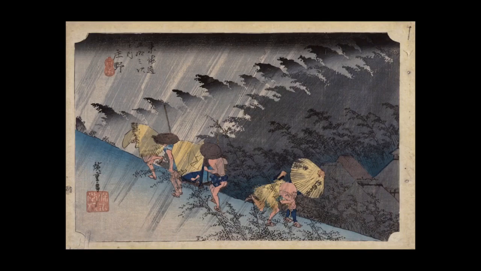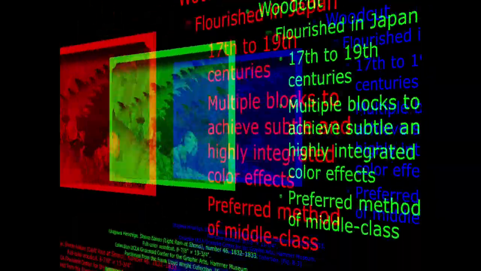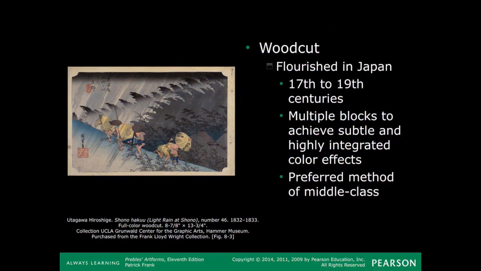Something about Japanese art in general, a lot of diagonal compositions. There's a diagonal being created with the land there, and then we have the figures running uphill. We have another diagonal being created by the silhouetted trees in the negative space. Another diagonal is created from what appears to be rain marks. So many really interesting things in terms of their compositions. And this is by Utagawa Hiroshige, Shono Haku, Light Rain at Shono, number 46, 1832.